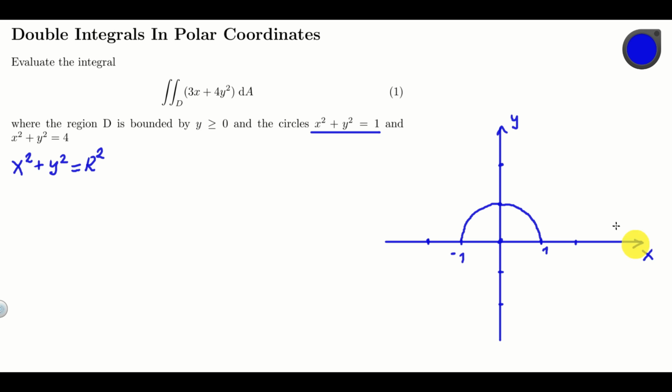Next, let's sketch the second circle. And for that purpose, let's change the color. For example, let's use a green color. And maybe here I overshoot it a little bit. It's 2, so it should be somehow here. And here's my second circle. Not bad. Okay, not bad. So we have the points minus 2 and plus 2. Good. Here is our region of integration, or the domain of integration D.